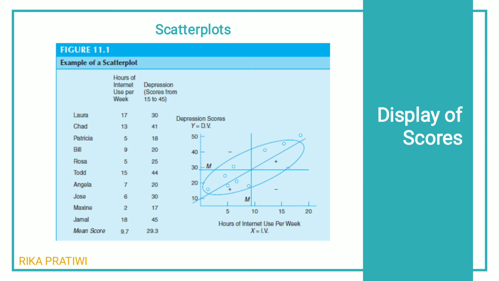Each student in the study has two scores, one for hours per week of internet use and one for depression. A point on the graph indicates the score for each individual on depression and hours of internet use each week. And there are 10 score points on the graph, one for each participant in the study.